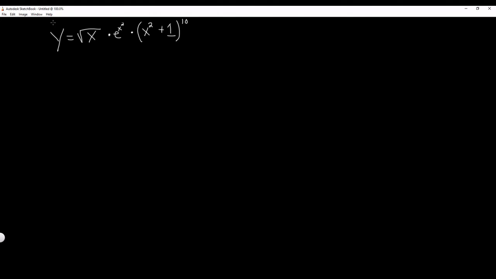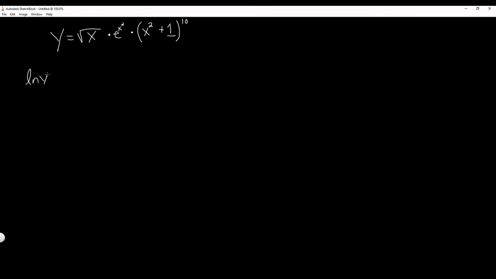So for our last problem, we have y is equal to the square root of x times e to the x squared times (x squared plus 1) raised to the 10th power. And at first this looks ridiculous, but it's actually not that bad. We're going to go about it the same exact way. So we take the natural logarithm of both sides.